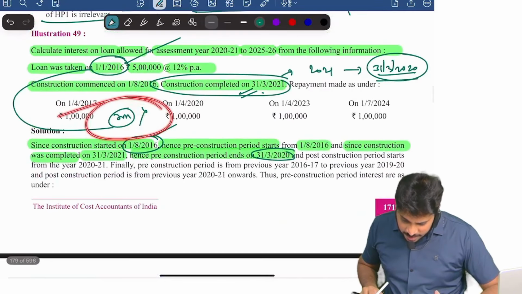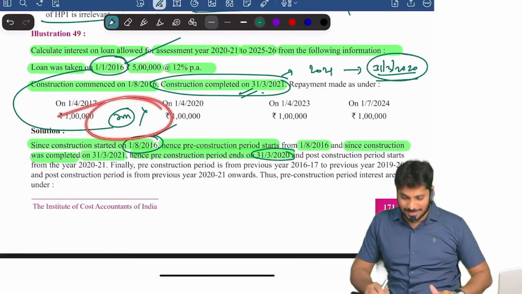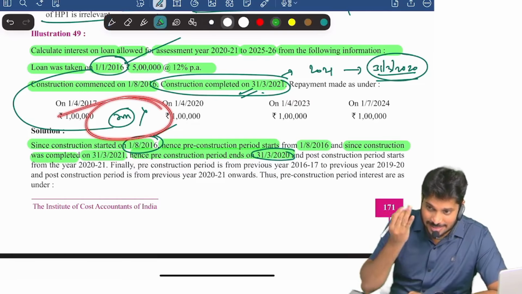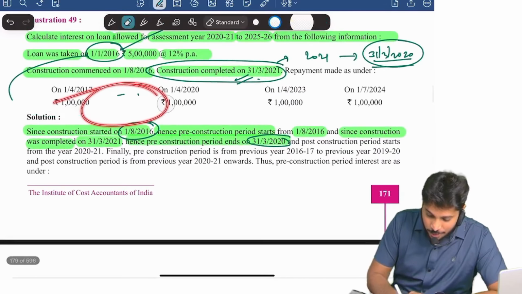Hey, did they give any repayment? Oh, wait. They repaid a loan. Oh, we forgot to consider the repayment. Amazing problem.